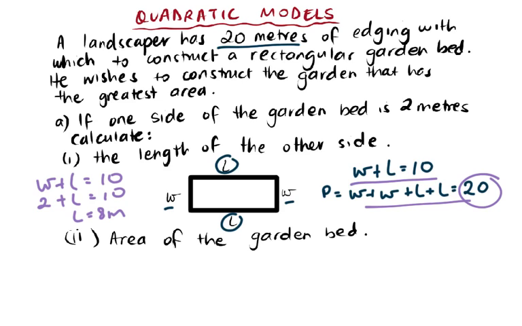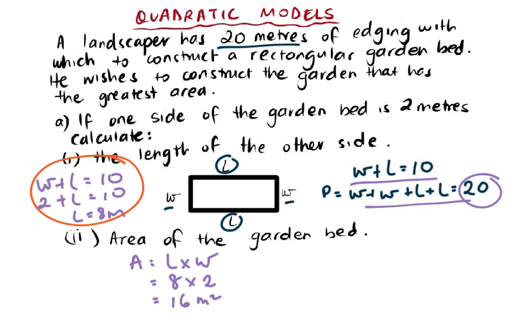And now the second part of this is to find the area of the garden if we know these lengths. So we know that the formula for area is length times width. And if we use this here, we have length as 8 and width as 2, and so the area of these dimensions of the rectangle would equal 16 metres squared. Okay.